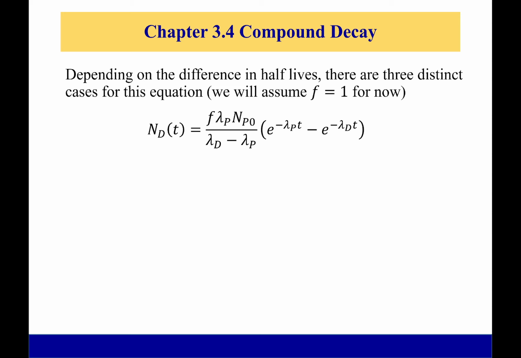So as I said last time, there are three distinct cases for this equation. For now, we're going to assume that f equals 1. There's not a second daughter. We'll get into that later for complex decay. For now, we're just looking at compound decay.